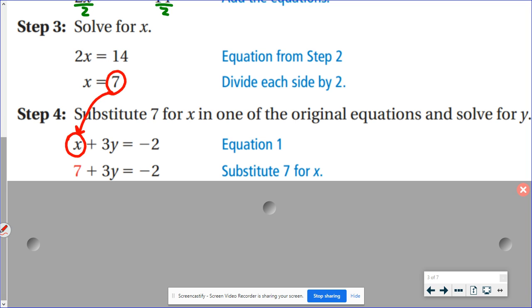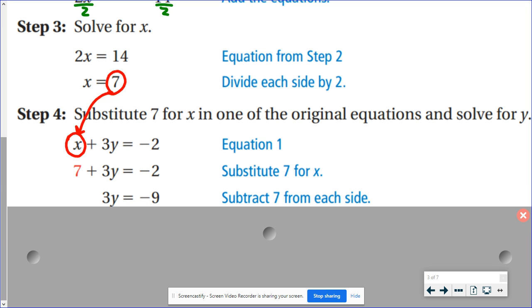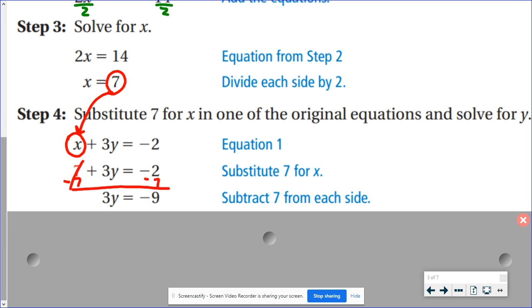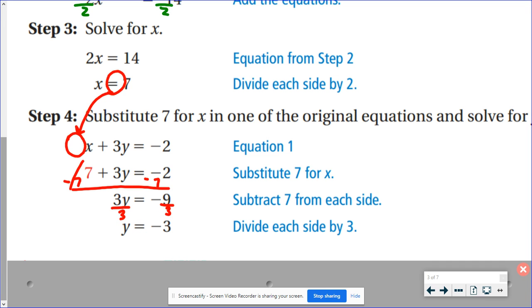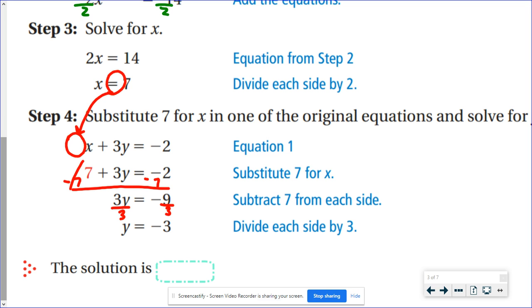I can solve this. I can subtract, and you can kind of see that already, subtract 7 from both sides. And I have 3y equals negative 9. And then again, you know how to finish this problem up. We would divide by 3. Whoops. Sorry, I just moved everything. And divide by 3. And I'm going to get that y is going to be negative 3. Once I know my x and my y, I can write my ordered pair. And that ordered pair is going to be 7, negative 3.